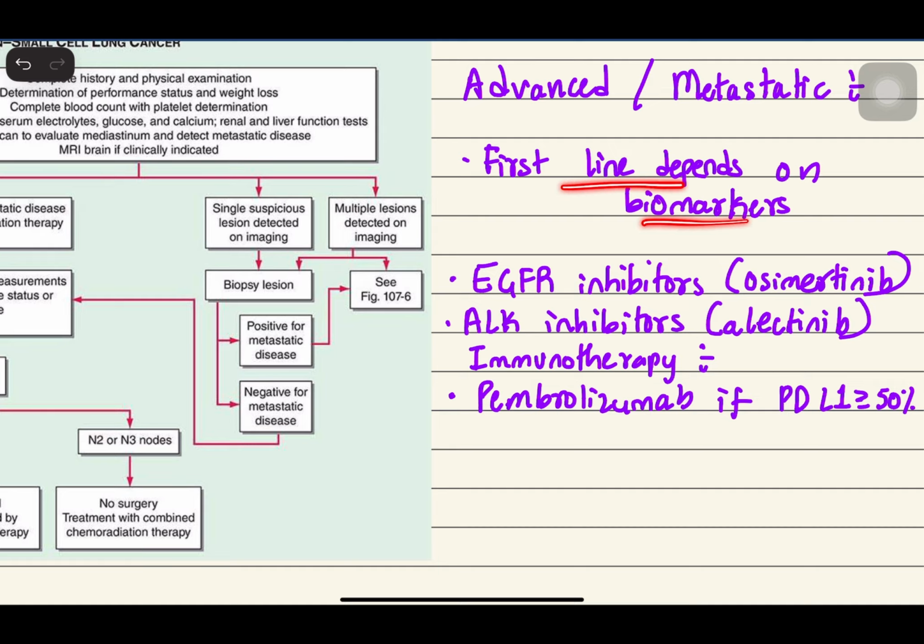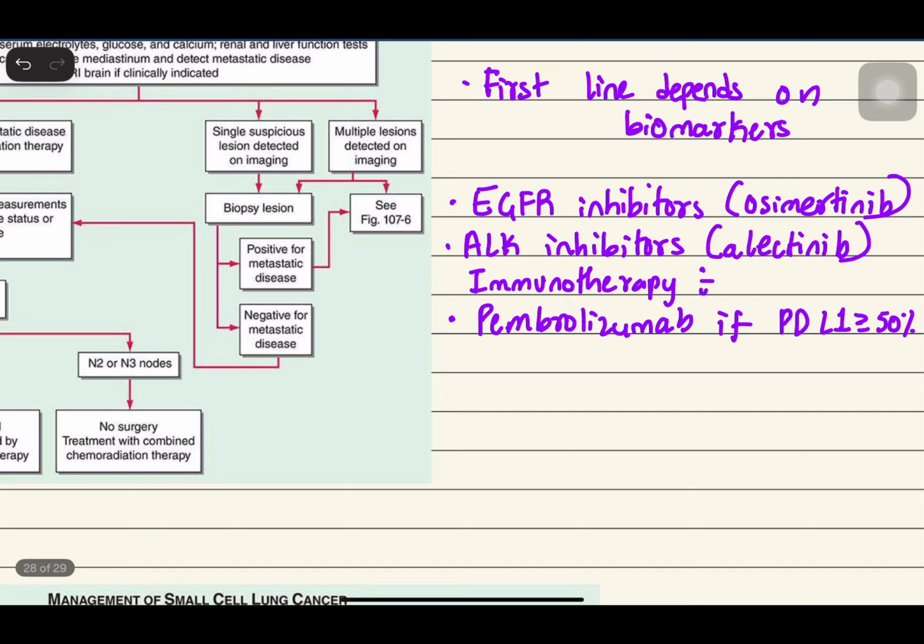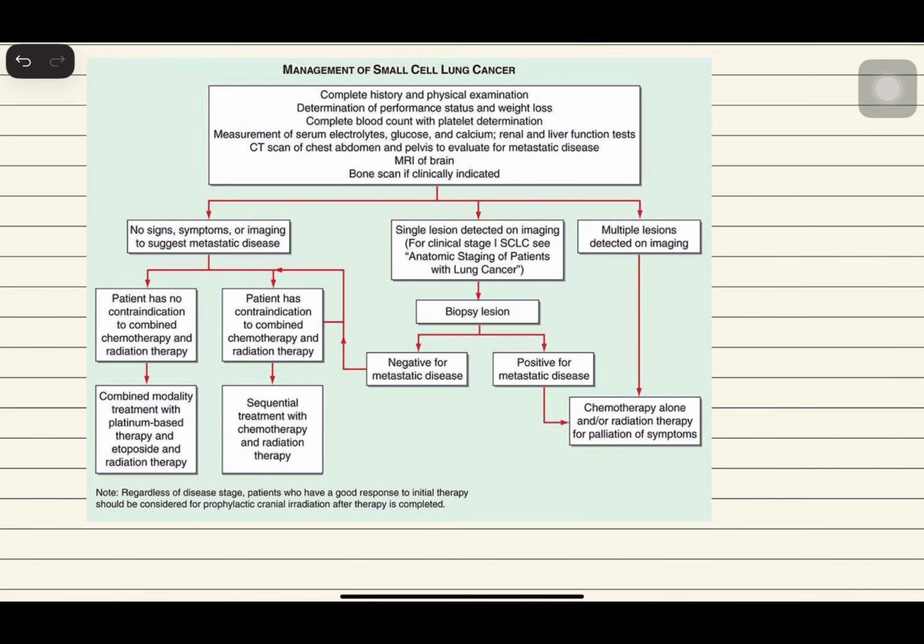First line always depends on biomarkers. If tumor is EGFR positive, we have to go for EGFR inhibitors like osimertinib. If tumor is ALK positive, then you have to go for ALK inhibitors such as alectinib. And for immunotherapy, if PD-L1 is greater than or equal to 50%, you can go for pembrolizumab.